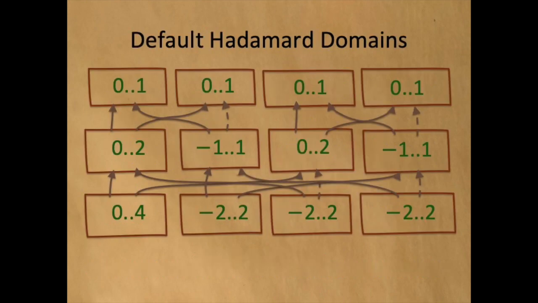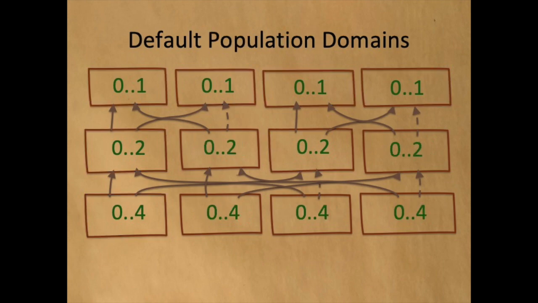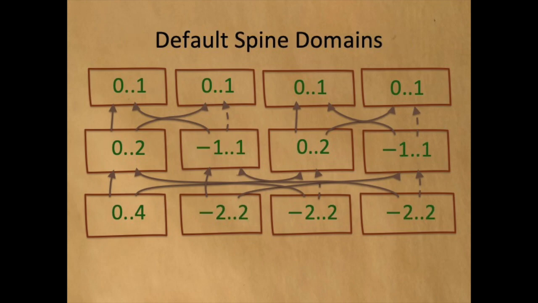Domains. The default domains for Hadamard values are shown here. There are really two kinds of domains. The ones in black are the population domains, and they range from 0 to 2 to the n, where n is the tier. And the other domains range from -2 to the n minus 1 up to +2 to the n minus 1, where n is the tier. The population domains are, of course, pretty much all the same, 0 to 2 to the tier. And the default spine domains, it turns out, are equal to the default Hadamard domains.